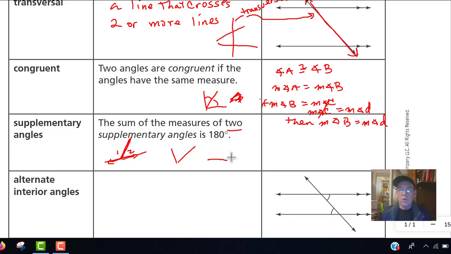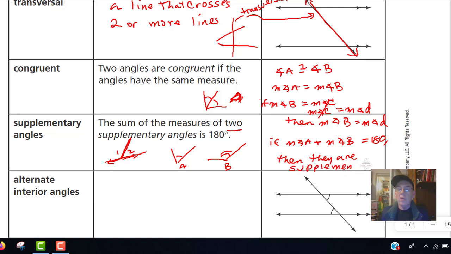Let me draw these two here. Let's call this angle A and angle B. Now if angle A's measure plus angle B's measure adds up to 180 degrees, then they are supplementary. So we could say if the measure of angle A plus the measure of angle B equals 180, then they are supplementary angles.